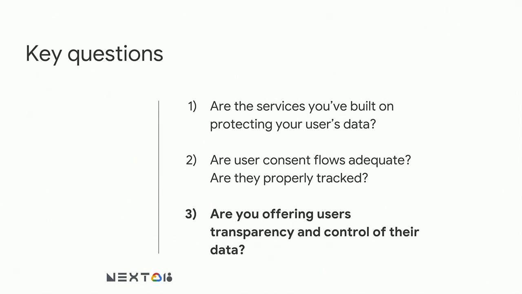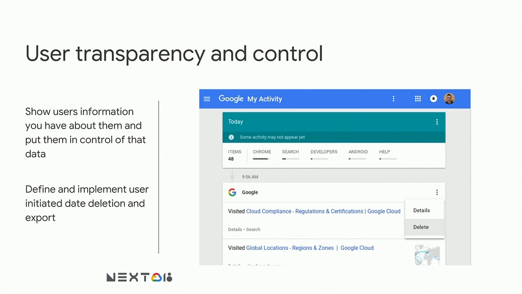All right, finally, are you offering users transparency and control of their data? The key goal here is that your users should have clear visibility into what data you have about them, and that they should be in control of that data. I've put up a screenshot here from the Google My Activity Center, which I think is a really good example of how to do transparency and control well.